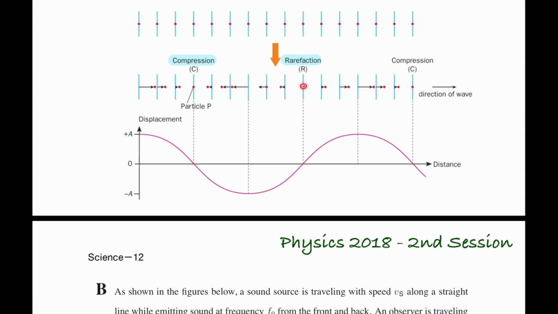Same as the position of rarefaction. If you can see here, this red dot is also not moving. That means this position is a compression. I mean rarefaction, yeah. After compression, of course, we have rarefaction, and then we will have another compression. So from this diagram, we know that the x-intercept is the compression and rarefaction. So this is the compression, this is the rarefaction, this is the compression, and so on.